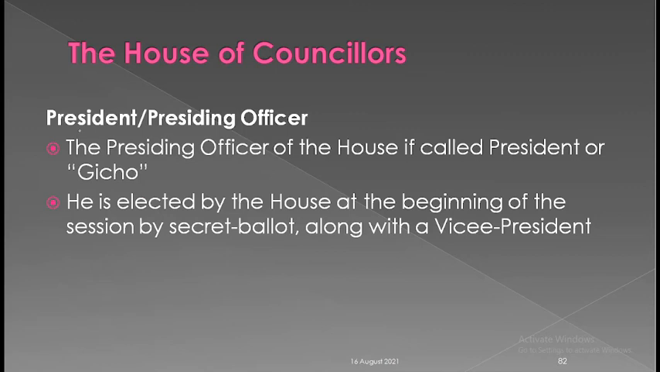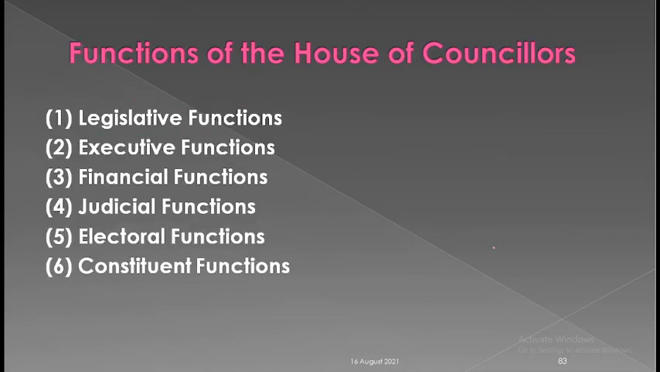The President or presiding officer of the House of Councillors. The presiding officer of the House is called the President or Gicho. He is elected by the House at the beginning of the session by secret ballot, along with a Vice President. In the first session of the House, the President and the Vice President shall be elected by the members.